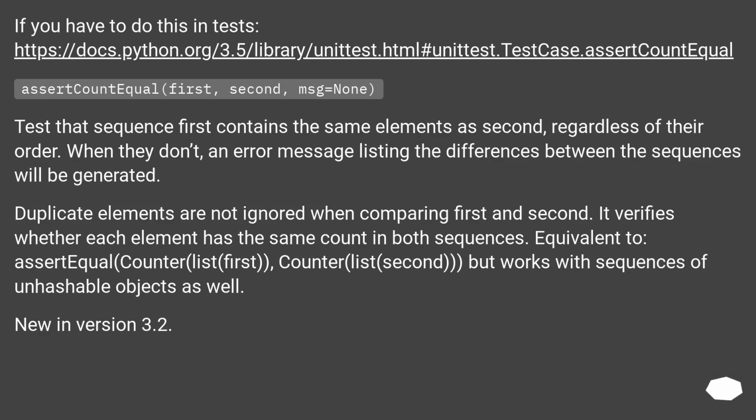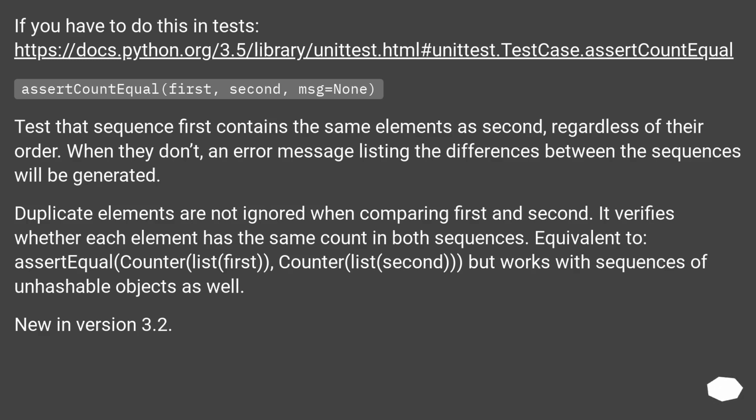If you have to do this in tests, this URL. assertCountEqual(first, second, msg=None). Test that sequence first contains the same elements as second, regardless of their order. When they don't, an error message listing the differences between the sequences will be generated.